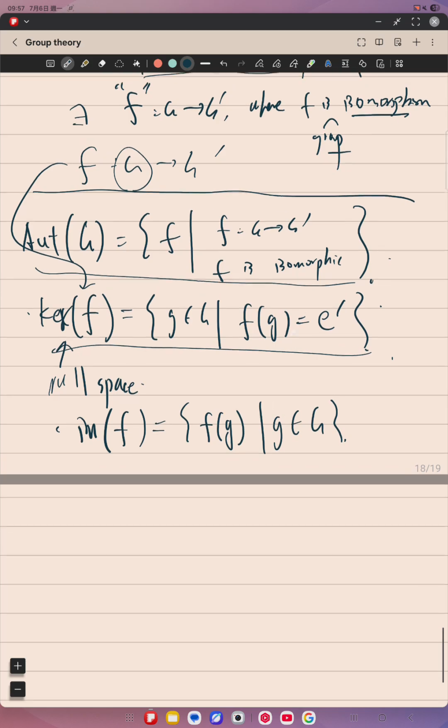Okay, so now we want to say the property. We want to first say the property of these three. So I start with the simplest one. The first one is that kernel F is a subgroup of G. Okay, so proof.